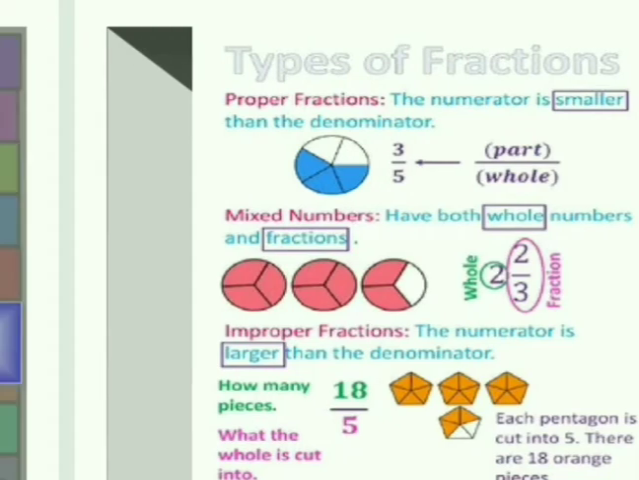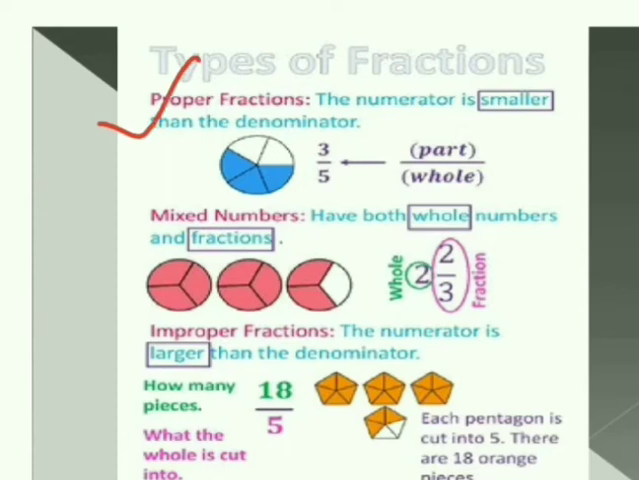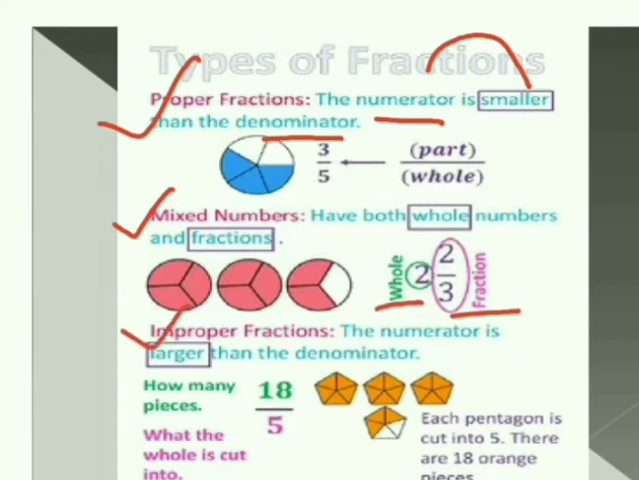Yes, first is the proper fraction. When the numerator is smaller than the denominator, that type of fraction is known as proper fraction. Now move to the mixed fraction. In mixed fraction, we have two parts: one is whole and the other is fraction. We have the combination of a whole and a proper fraction. Third is improper fraction. In improper fraction, the numerator is larger than the denominator. See the example; this is the example for improper fraction.